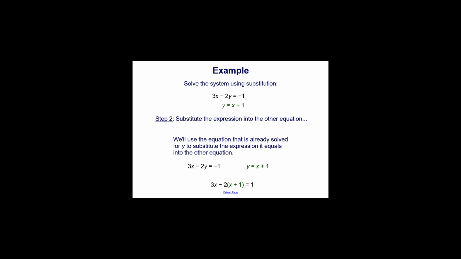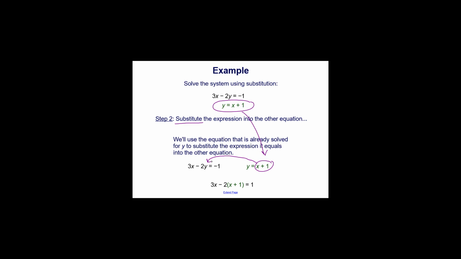We can move on to step number 2, which is using the substitution. It says to substitute the expression into the other equation. So again, we'll use the equation that is already solved for y, y equals x plus 1, and we'll substitute the expression for y, for what it equals, into the other equation. So we're taking the expression from that second equation, x plus 1. We're taking what y equals, and we're substituting it into the other equation where y was.